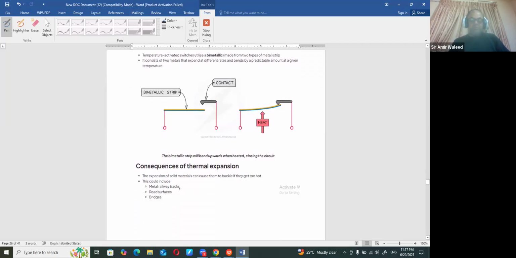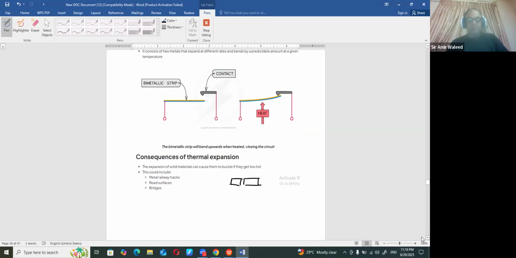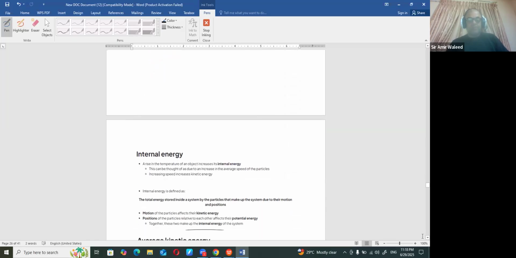The best examples we can give are metal railway tracks, road tracks, and bridges. If you see them, there is always a gap in the tracks for cars and the tracks for trains. Do you know why? Because we know that metal will expand when heated. So they've given enough space so that they can expand. If you don't give them enough space, then the metal track will get damaged early. So thermal expansion is a property that is used over there.